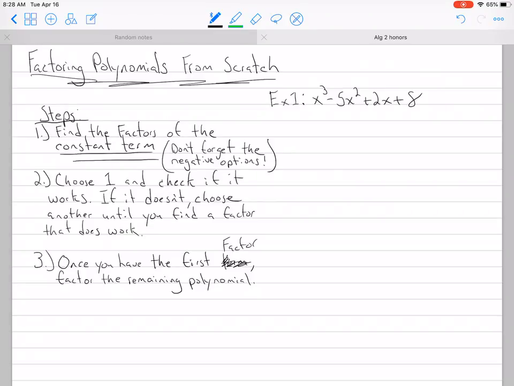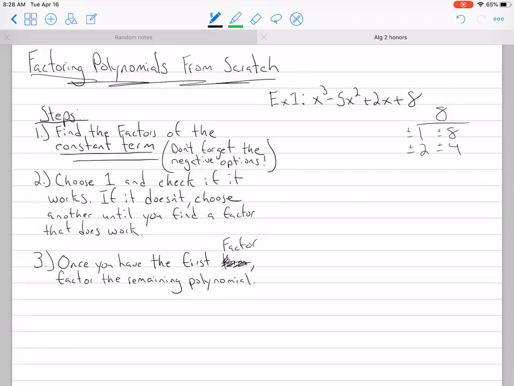All right, so here's what we got. So this example 1, my step 1 says find the factors of the constant term. So I'm going to find the factors of 8. So 1 times 8 equals 8. 2 times 4 equals 8. So we have all our factors of 8. So basically, I have 8 options. I have positive and negative 1, positive and negative 2, positive and negative 4, and positive and negative 8. Those could all be factors that will actually work here.